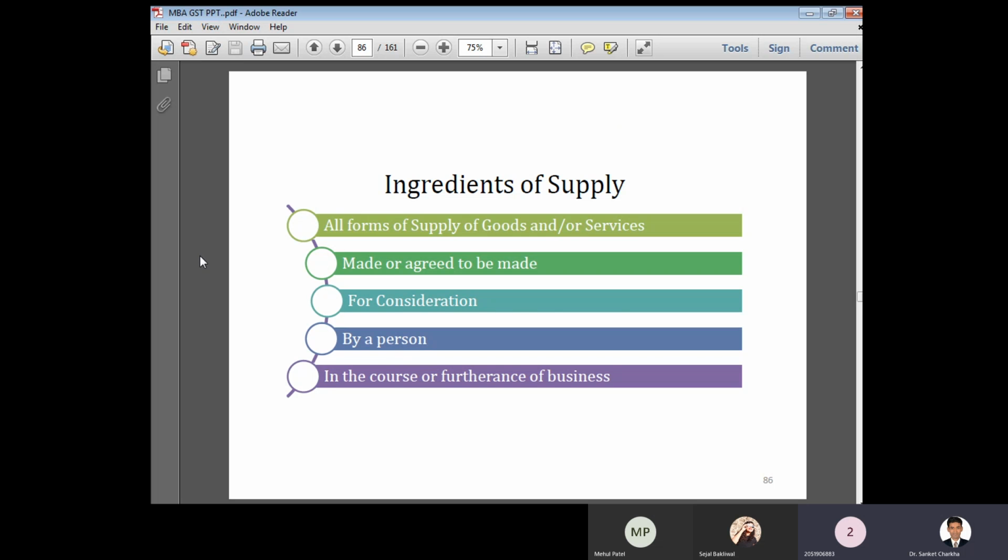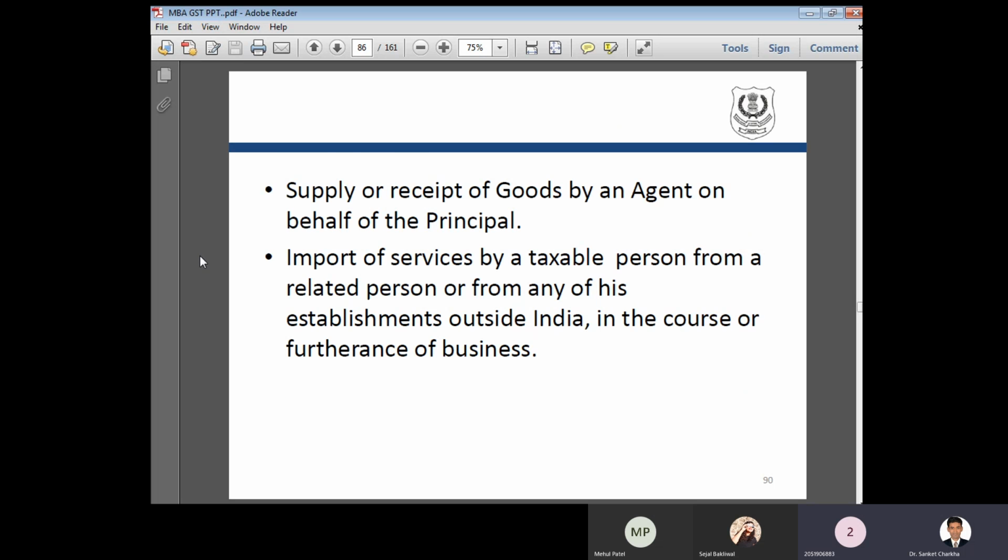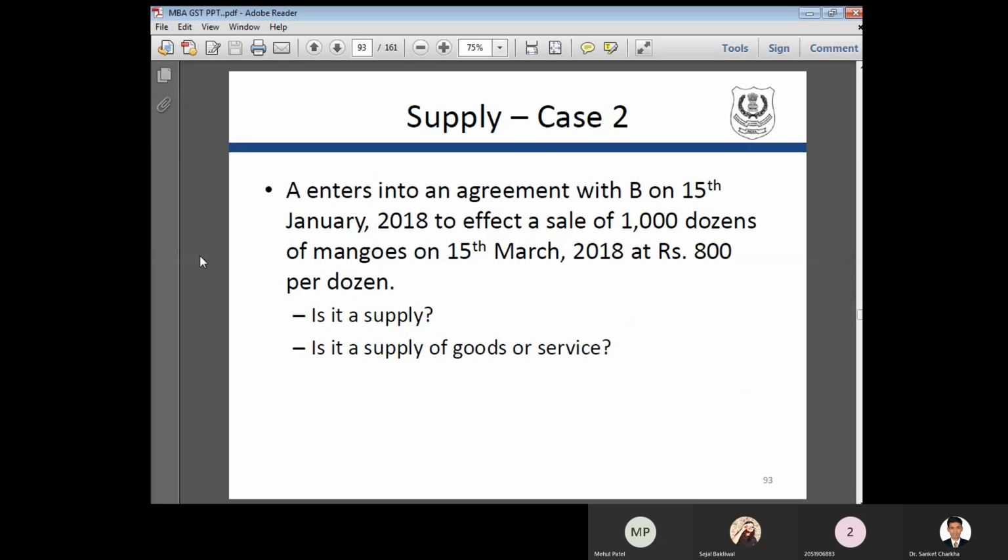Made or agreed to be made. Yes, sir. Right. Forms of goods. Goods मतलब क्या? Which is a movable property, which is a tangible property. Mangoes आप देख सकते हो, mangoes को हाथ लगा सकते हो, mangoes को यहाँ से वहाँ हिला सकते हो.